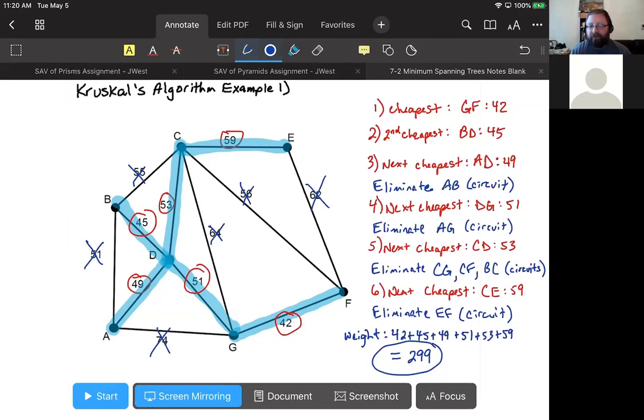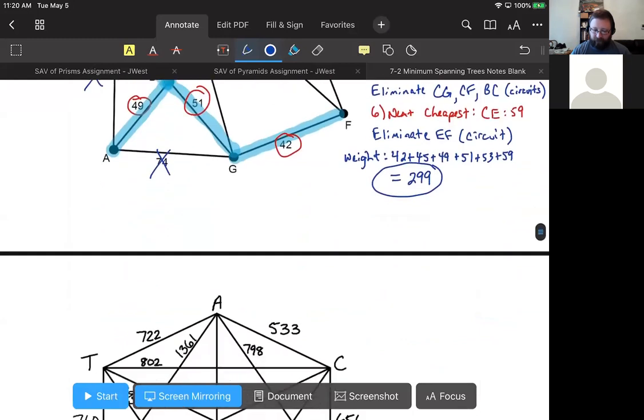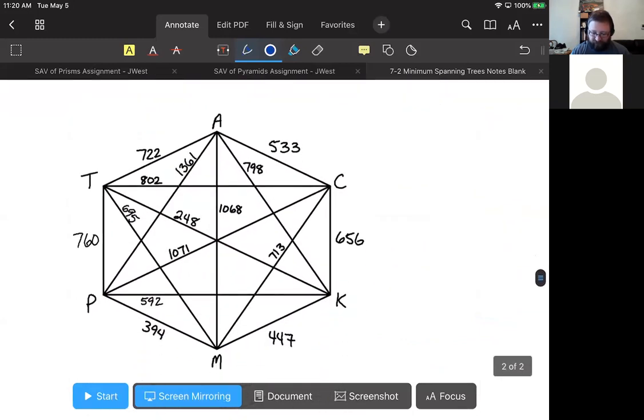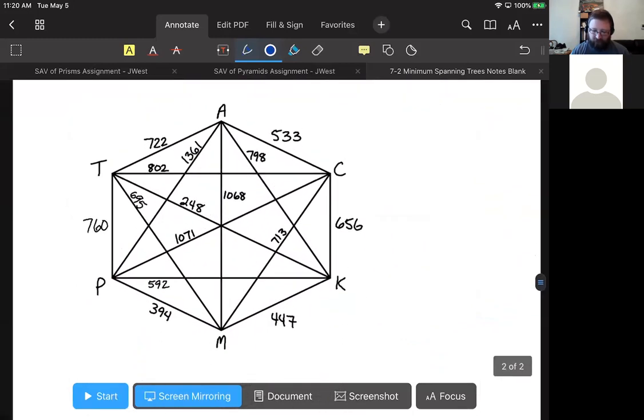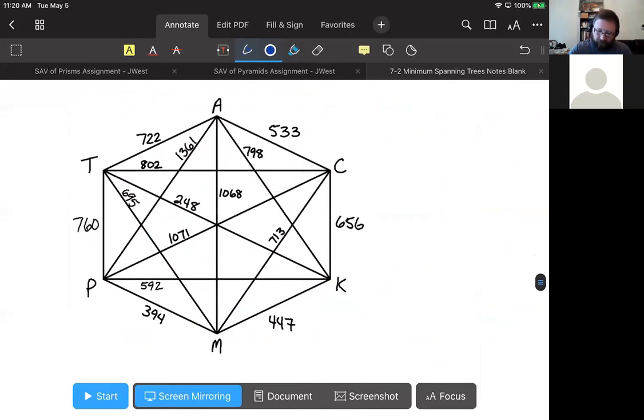Guys, anybody have any questions before we advance? Grab your screenshot if you want it. We got one more question to do. No one is jumping at the opportunity, so here we go. So here's our second example. This is a K6. Okay, again, we're going to run Kruskal's algorithm on this graph.